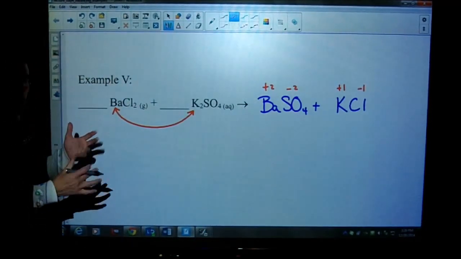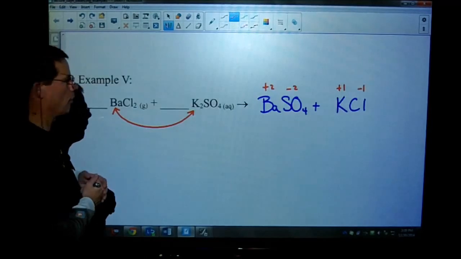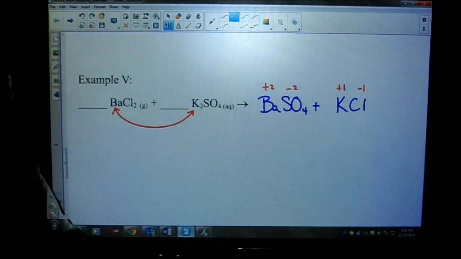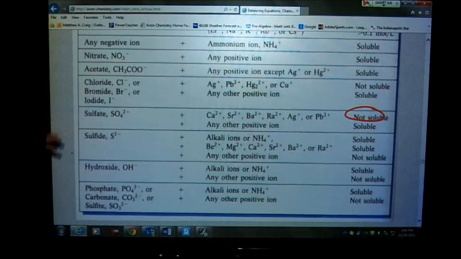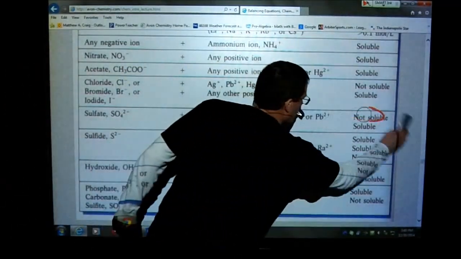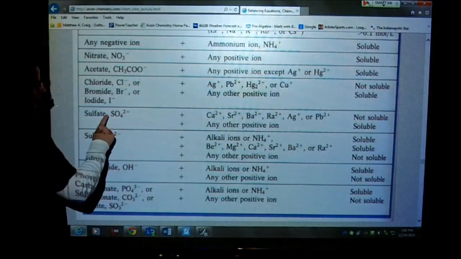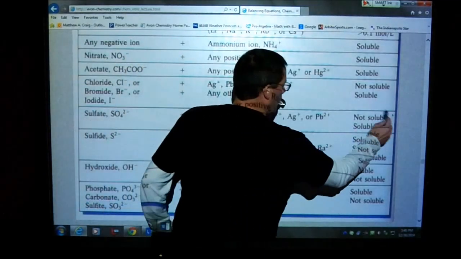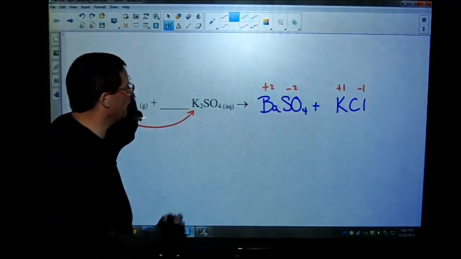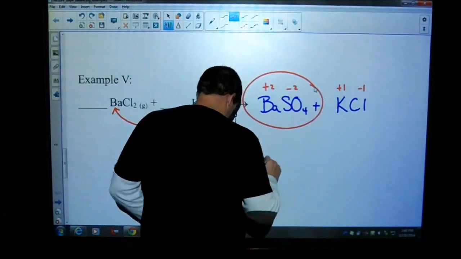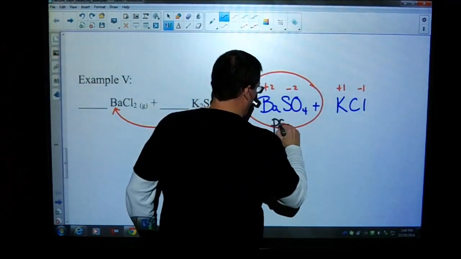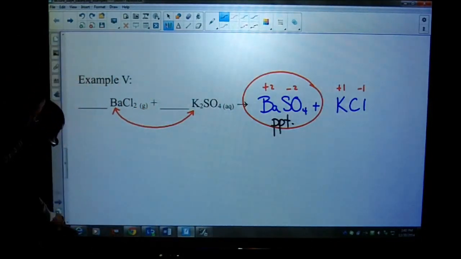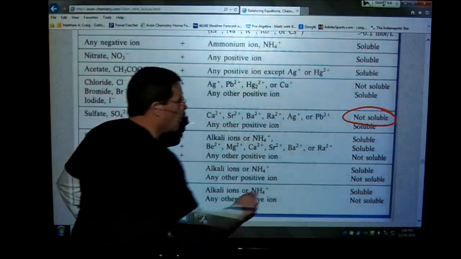Before we go and balance atoms, let's make sure that we actually have somebody that's forming a precipitate. So, what was the first one? Barium sulfate. So find your sulfate and come across. So sulfates here. Is barium listed on this top row? Yes, it is. There's barium. Not soluble. Not soluble means you have a PPT. Since you have a precipitate, we know we have a reaction, we know we need to balance. But let's double check to make sure the potassium chloride isn't doing anything.